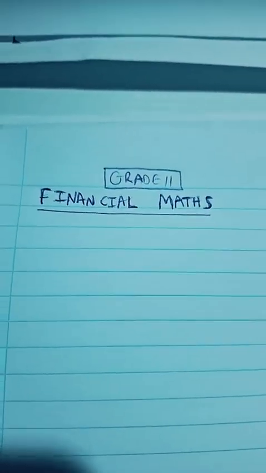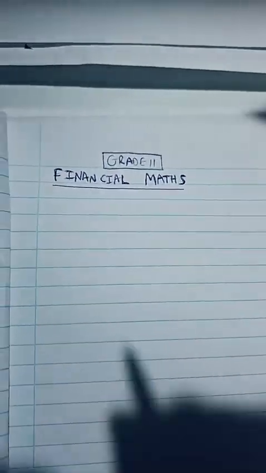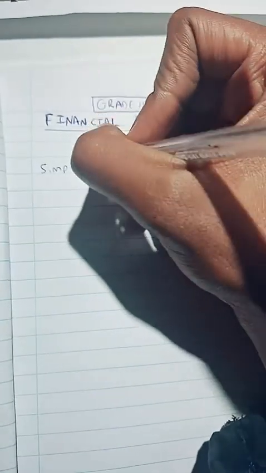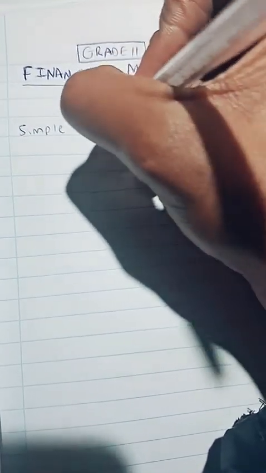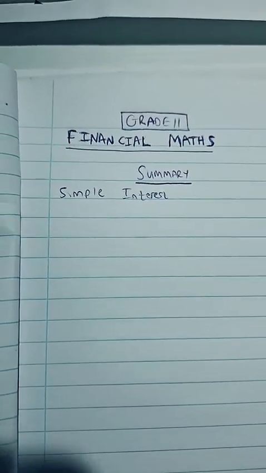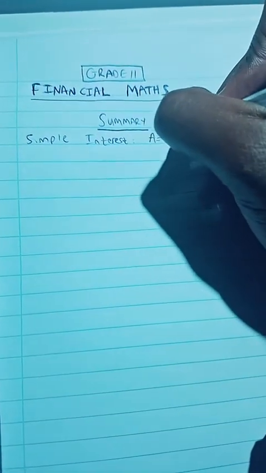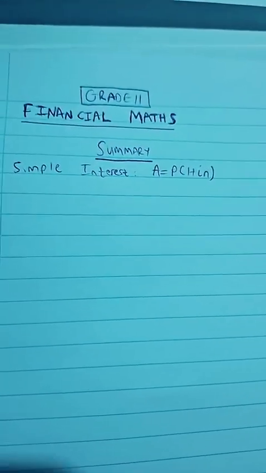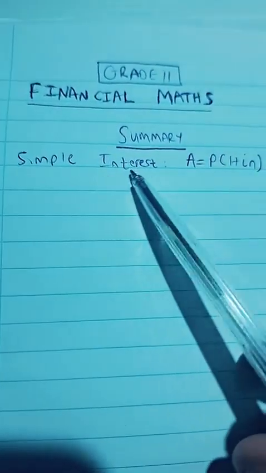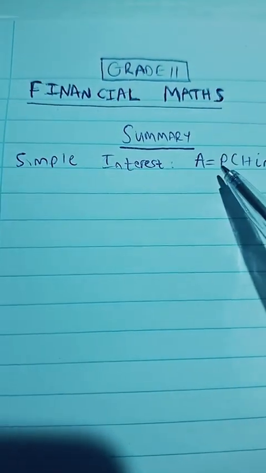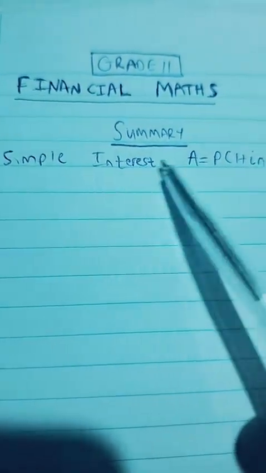So let us go forth. If we can just summarize, in summary we have simple interest, right? Simple interest, which obviously has this formula: A is equal to P into (1 plus i times n). This is the simple interest formula, and remember, this is interest that is calculated based on the original amount.